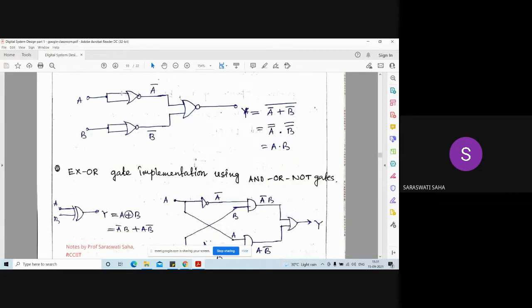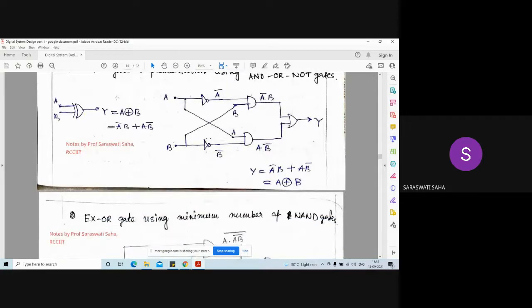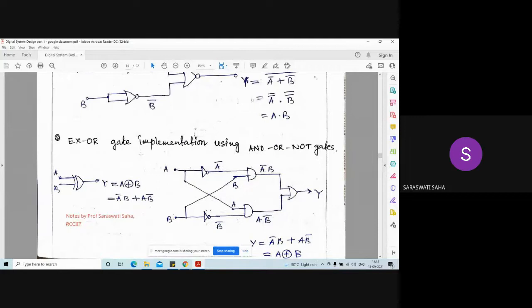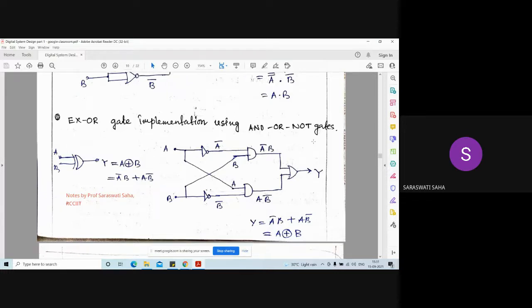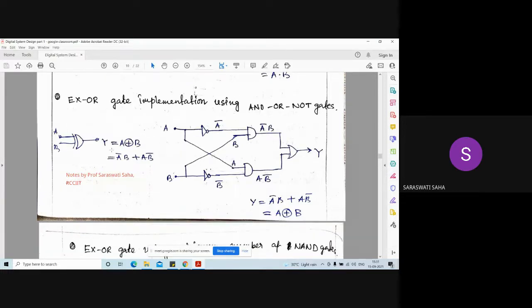So using NAND and NOR, you can implement the basic gates, that's why these two are known as the universal logic gates. Another gate is the XOR gate, which we can also implement with the help of NAND gate. This is not the implementation of XOR gate using NAND gate. Here it is the implementation of XOR gate using basic logic gates, that is AND, OR, NOT. If we break these expressions, in this way you can design the XOR gate.